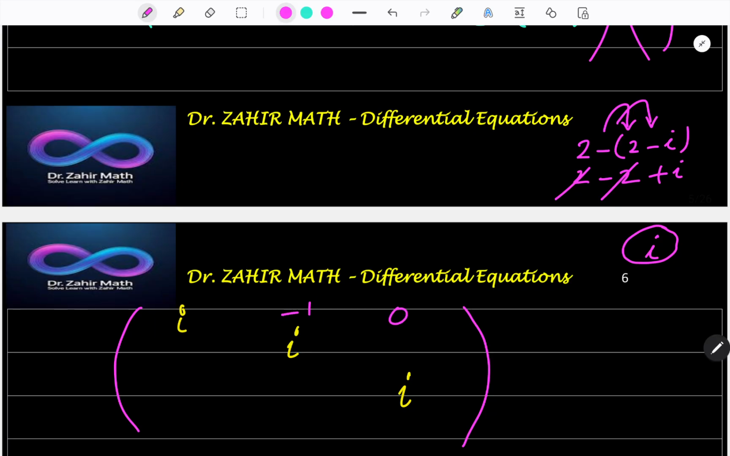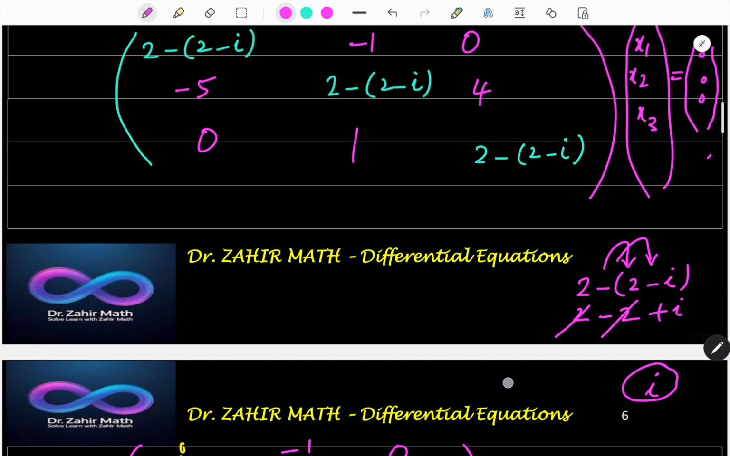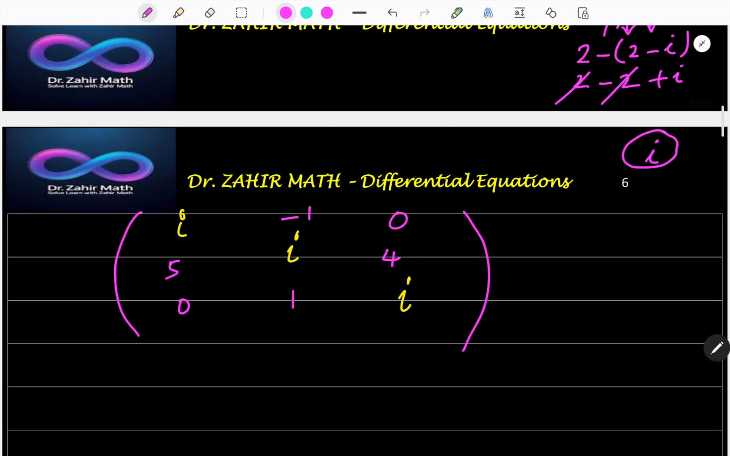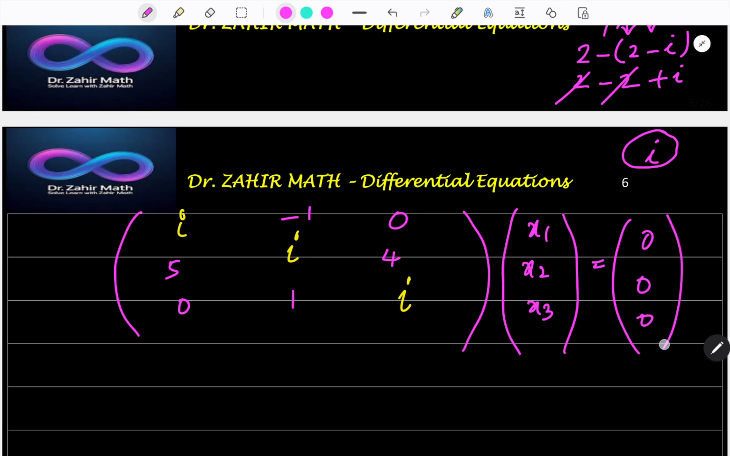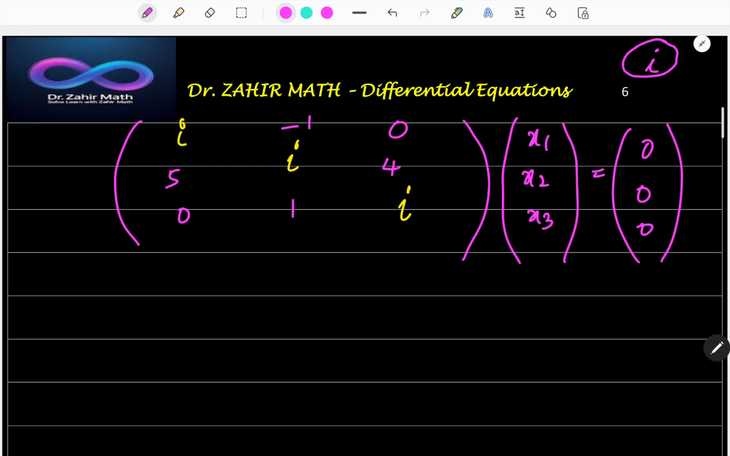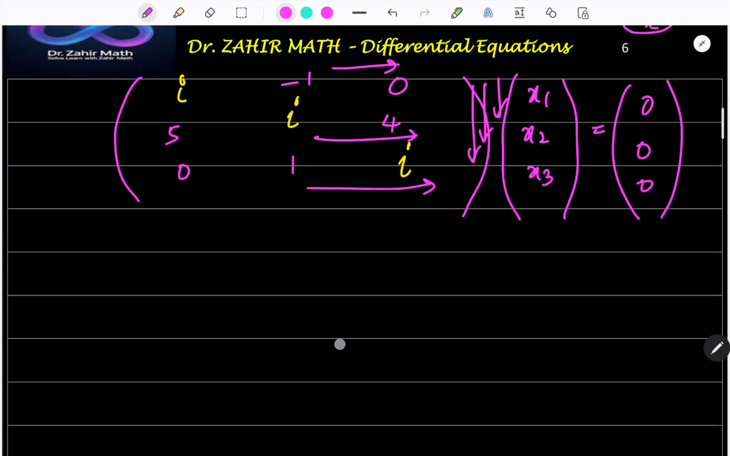Minus 1, 0, right? And then here it is 5, it is 4, 0, 1, 5, 4, 0, 1. Okay. Operating on x1, x2, x3 equals 0, 0, 0, right? So we are going to write the equations now. First row, first column, and second row, first column, right? And the third row, first column. This is the idea.